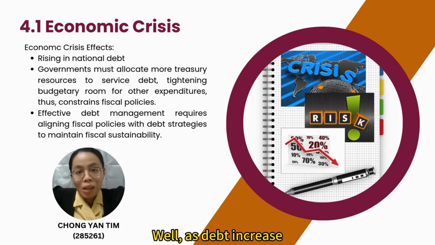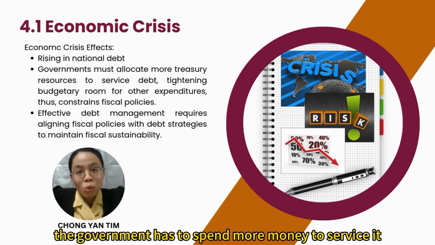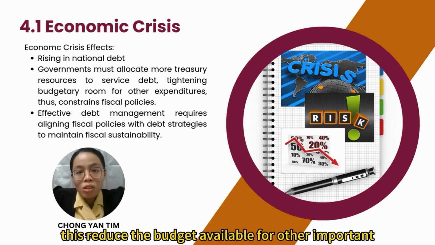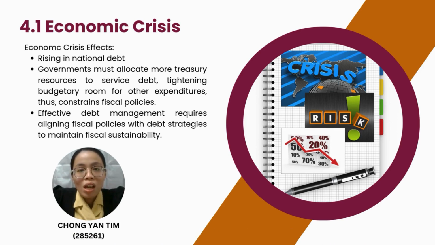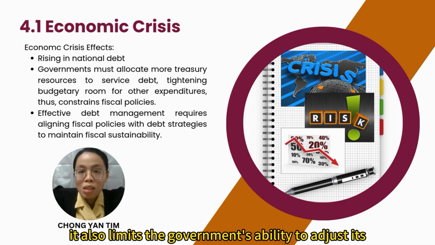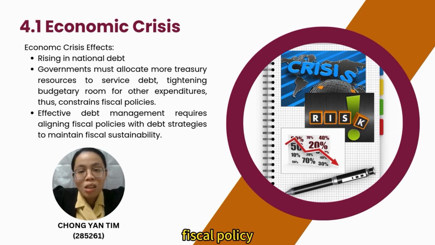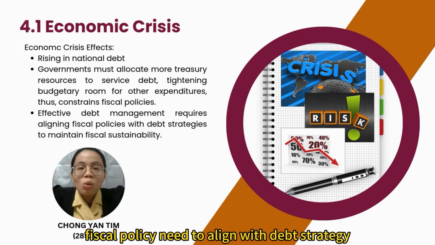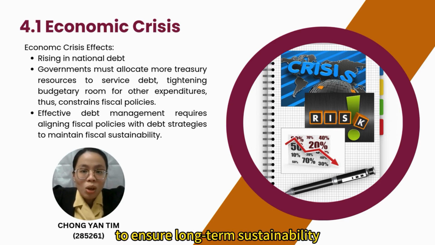Well, as debt increases, the government has to spend more money to service it. This reduces the budget available for other important areas like healthcare, education, or development. It also limits the government's ability to adjust its fiscal policy. To manage this better, fiscal policy needs to align with debt strategy to ensure long-term sustainability.